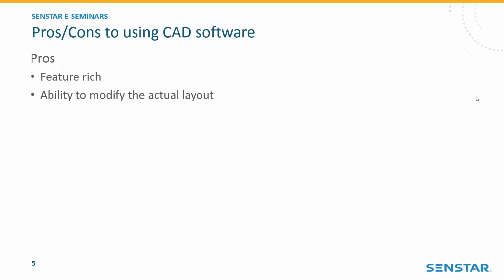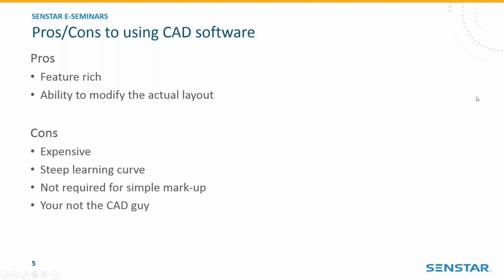But we've of course got cons that are associated with that. It's expensive. We're looking at, let's say, AutoCAD probably runs around $2,000 US per year for a license. So it gets quite expensive. Not to mention, because it's so feature rich, we get a huge steep learning curve to cross over. So when you're looking at doing simple markups, it's way more complicated than it needs to be. And at the end of the day, you're not the CAD guy. You don't have that software. You don't know how to use it. In order to learn it, it's going to take you an exorbitant amount of time.